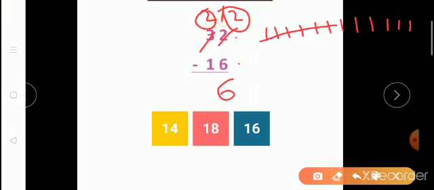Now second step, what will we do? We will subtract the digit at tens place. Very good. Now here we have to subtract 1 from 2. Ready? 2. We have to subtract 1. We will cut 1 line. Now what is left? 1. So students, when we subtract 16 from 32, what is our answer? Our answer is 16. Very good.